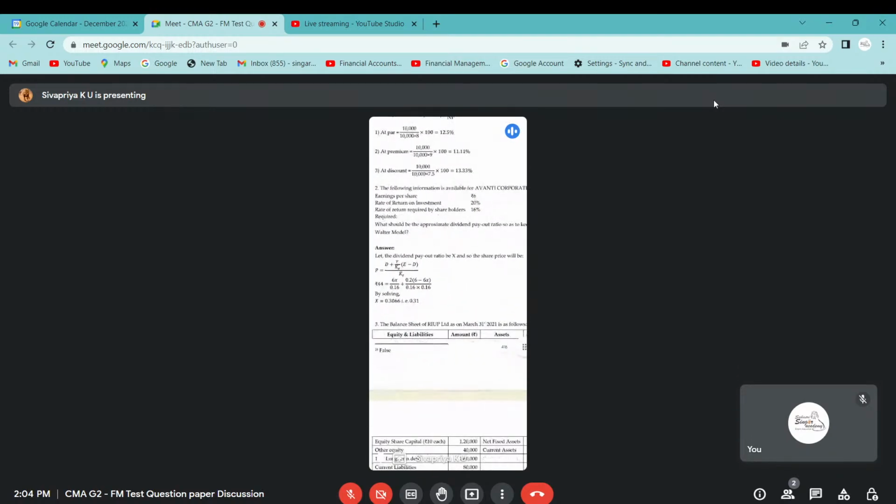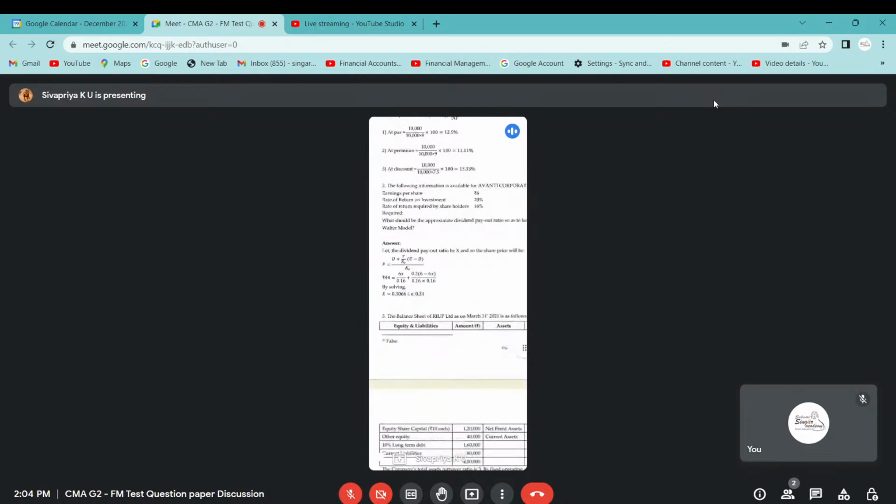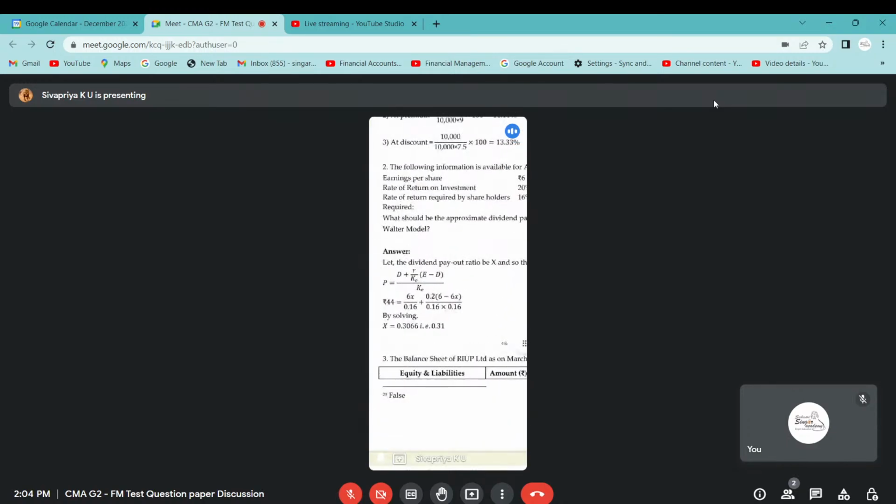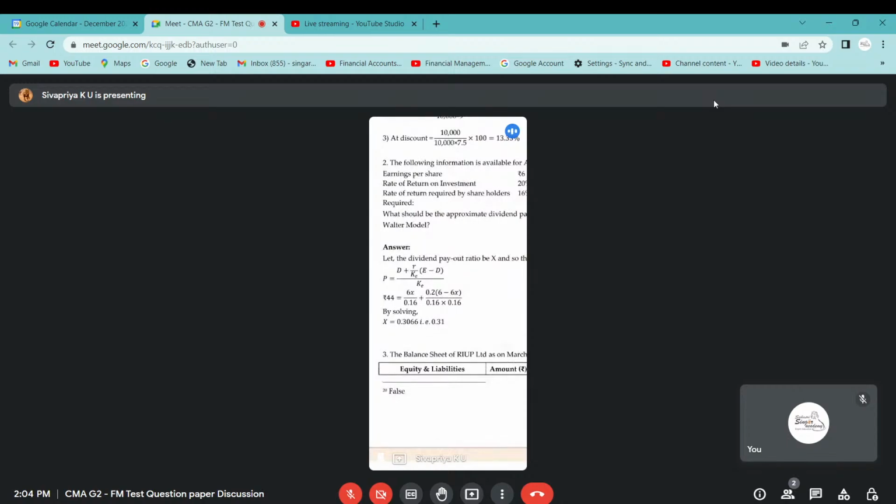Then question number 2. So this is calculation of dividend as per Walter model. So you have to just apply the formula. So by solving you get the answer is 0.31.